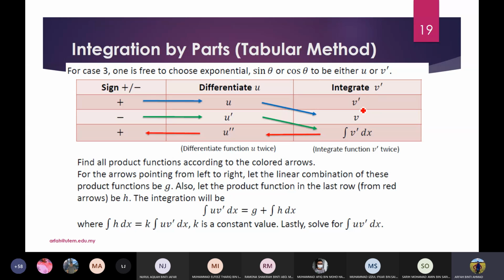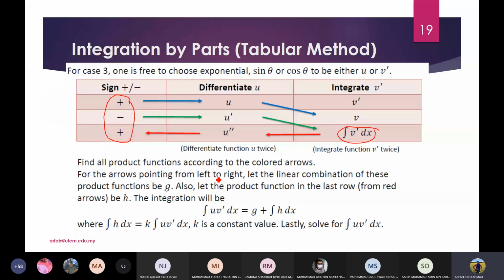So you choose either one and then you put in the differentiation and integration, but we will do the tabular up until 3 times only. So you will have plus, minus, plus sign, and then dia punya derivative pun awak akan buat sampai 3 kali, then the integration pun akan buat sampai 3 kali. But finally awak akan letak dia punya integration will be having the integrate signs at the end of the third column. So find all product function according to the colored rows, meaning that yang biru darabkan dengan yang biru, yang hijau darabkan dengan yang hijau.